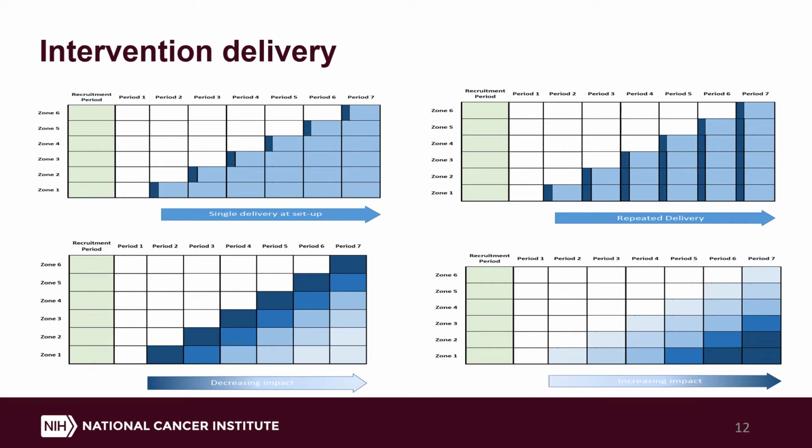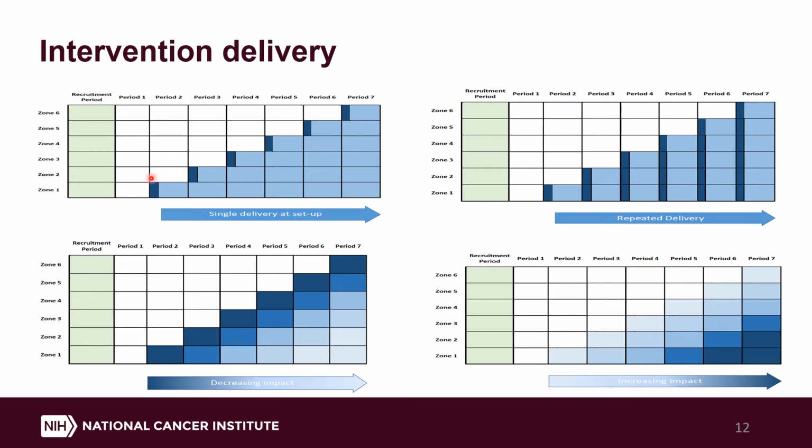But what differs is how the intervention can be delivered. So we can imagine that in some settings, like on the top left here, our intervention has a single delivery at setup, illustrated by the dark transition cells here. And then after that point in time, the intervention is embedded and nothing else happens. Or it might be the case that we have a repeated delivery of the intervention. So perhaps at each of the different steps, something occurs in that cluster to reinforce that intervention in clusters where the intervention has already been embedded into practice. So we might have a repeated delivery of the intervention.